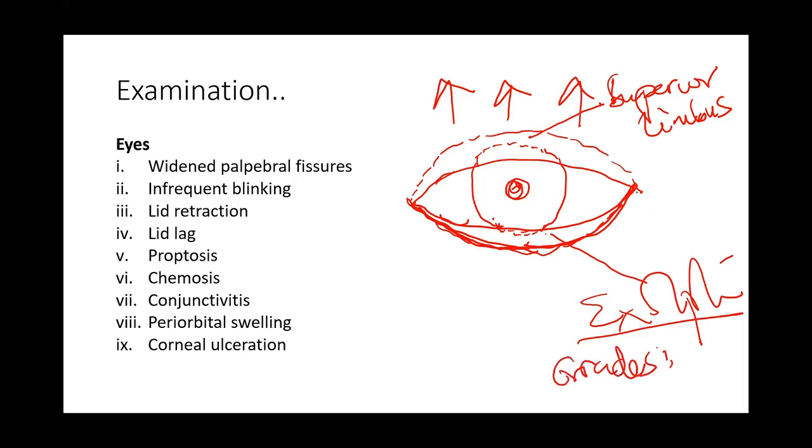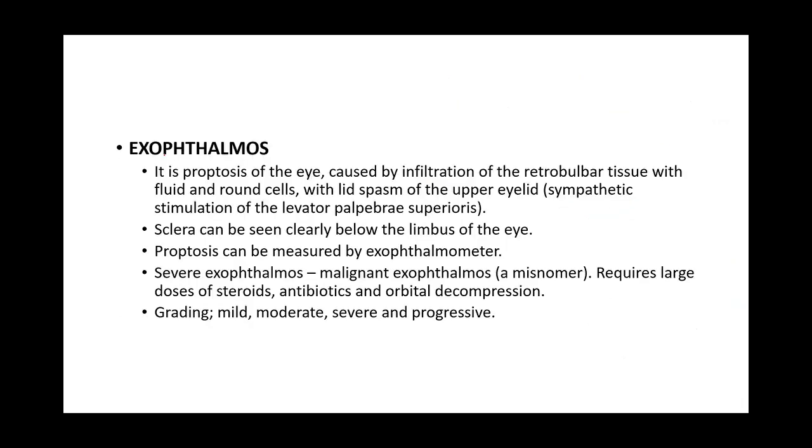Assignment, go and check the various grades of exophthalmos. The patient will have infrequent blinking, lid retraction, lid lag, okay? When you demonstrate lid lag, the eyeball will roll faster than the eyelid, for the same reason. There's proptosis, chemosis, and conjunctivitis may occur. There's periocular swelling and corneal ulceration because of the persistent exposure of the cornea. In exophthalmos, the eye is always exposed and not well lubricated. Okay.